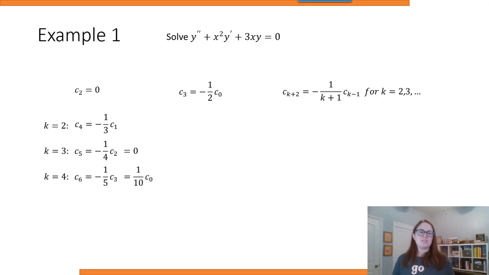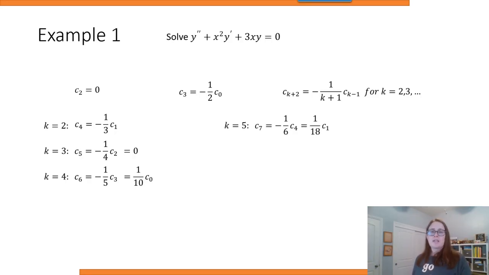So what I'm trying to do here is get all of my coefficients to be in terms of one of my two arbitrary coefficients, either C naught or C1. So if we keep going, in k equals 5, I get negative 1/6 C4, and then I can use the definition of C4, which was negative 1/3 C1, to give me C7 equals 1/18 C1.